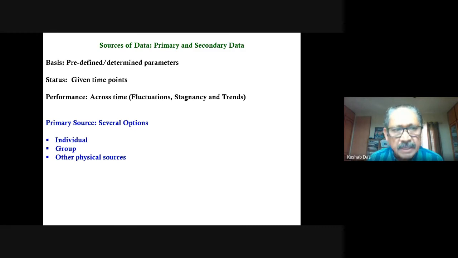But the primary source, which again, as you must be familiar, is actually derived for a very different purpose. These are from certain specific individuals, whom you may have sampled for your own study purpose, or from a group, or from any other physical sources, which are very different from the secondary data sources, as I mentioned at the top. So very often you can always manage to work only with the secondary data. No one stops you.